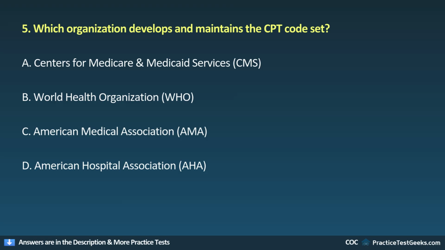5. Which organization develops and maintains the CPT code set? A. Centers for Medicare and Medicaid Services, CMS. B. World Health Organization, WHO. C. American Medical Association, AMA. D. American Hospital Association, AHA.